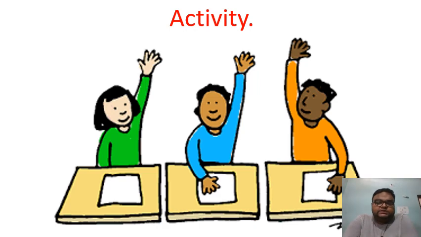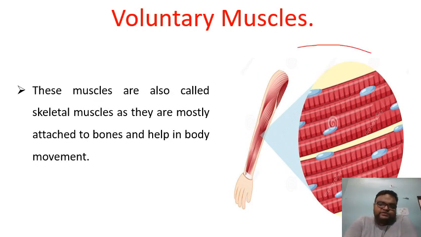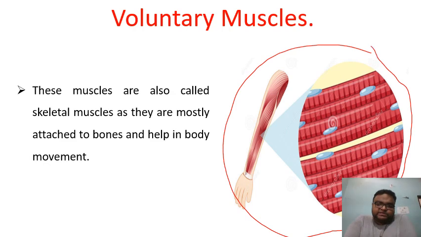Okay, so now just look at the voluntary muscles. Just look at this picture now. So what can you see from this picture, students? When you zoom it, you will see that there are different lines here. Can you see these different lines? I will just change the color of the ink, then you can see it visibly. There are different lines here. Can you see this?